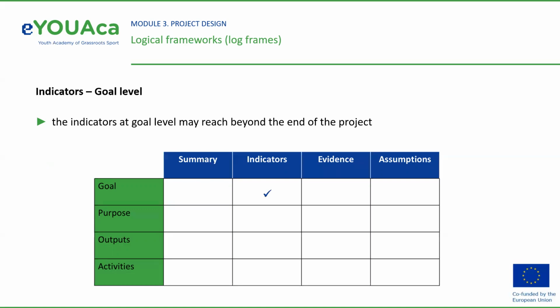Goal level indicators. Since the project contributes towards the goal but cannot be wholly responsible for achieving the goal, the indicators at goal level may reach beyond the end of the project. They might not be measured by our organization, but be included in government statistics some months after the project has ended. Of course, one problem of using such an indicator is that it will not tell us how much of the progress is due to our project, and how much of it is a result of projects by other organizations.